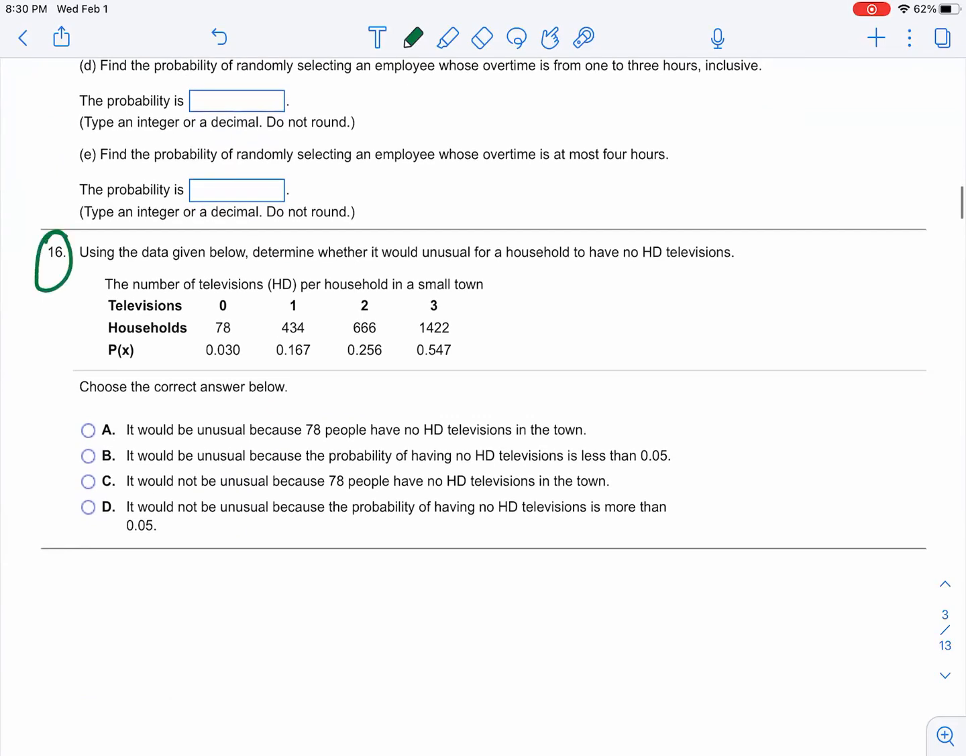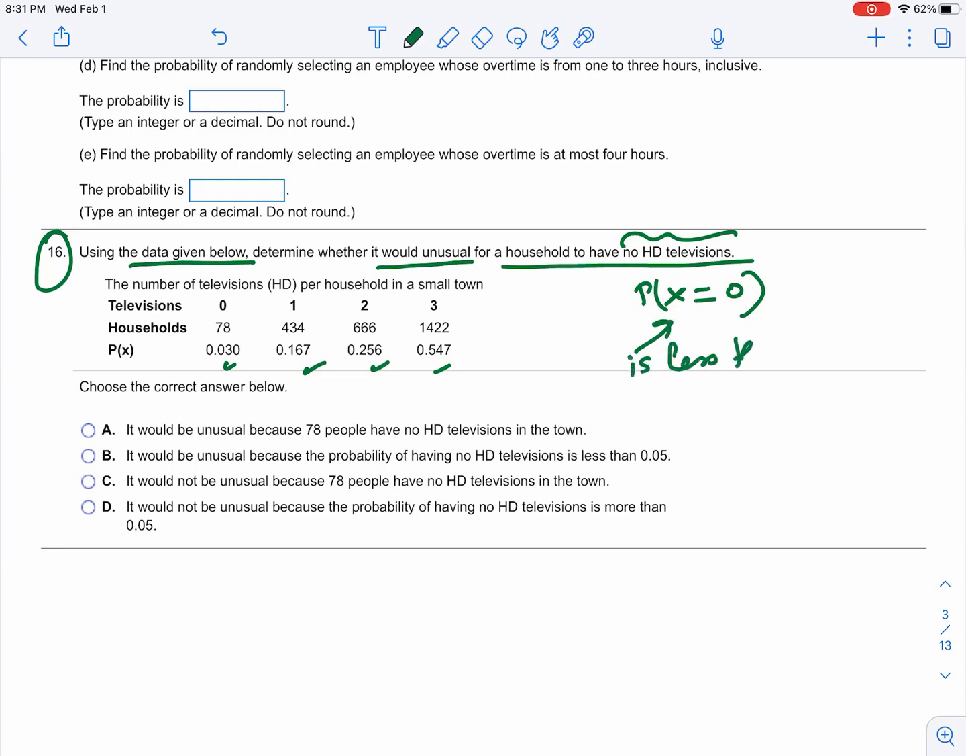Now, see, it says using the data given below, determine whether it will be unusual for a household to have no HD television. They gave you probabilities, yes? So you're looking for the probabilities. No means P of X equals 0. So they want you to look at this probability and see if it is less than 0.05. Any probability that is less than 0.05 is unusual.